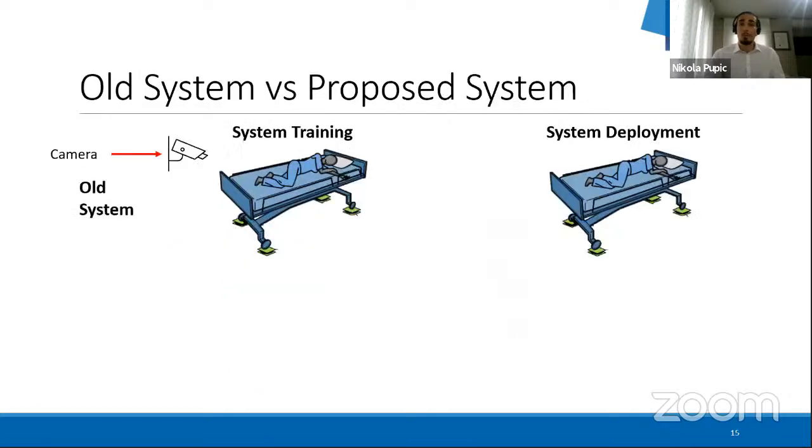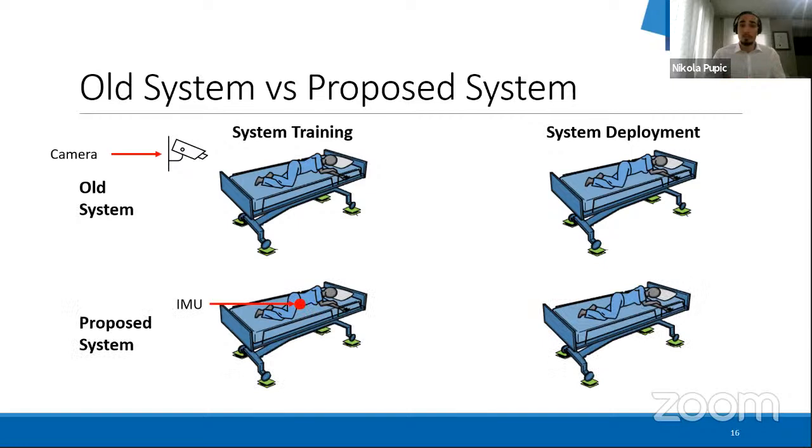Look at this slide. I'm proposing to change the old system from one that uses video data for ground truth during training to one that uses IMU data for ground truth during training. In both cases, when deployed, the system would primarily function without a camera or IMUs, apart from a short IMU data collection for personalization purposes that will be discussed later.